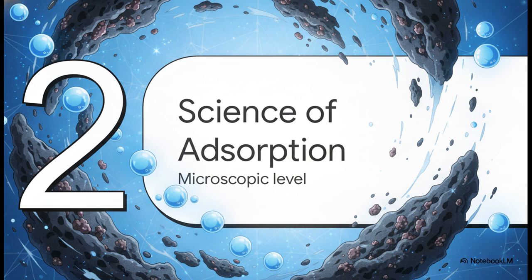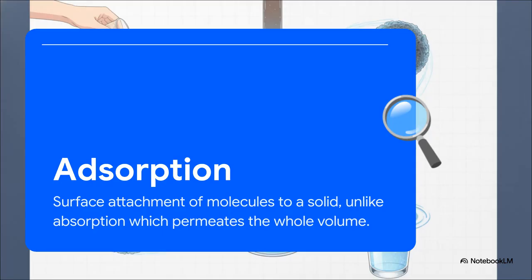Moving right along to Section 2, the science of adsorption. So how does this amorphous stuff actually work its magic? The crucial thing to understand here is the vocabulary. We're talking about adsorption, with a D. Adsorption is strictly a surface phenomenon where dye molecules attach directly to the surface of a solid adsorbent. You see, it's completely different from absorption, with a B, which permeates the whole volume, kind of like a standard kitchen sponge soaking up a spill.